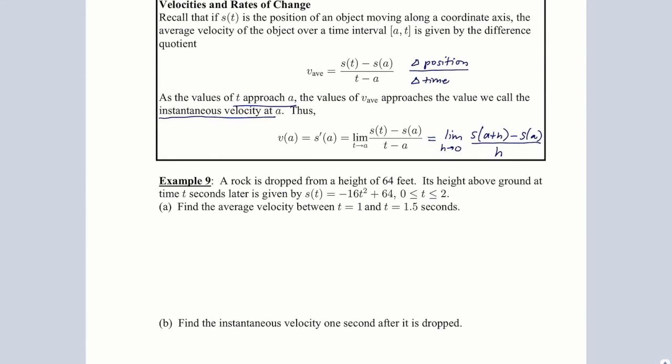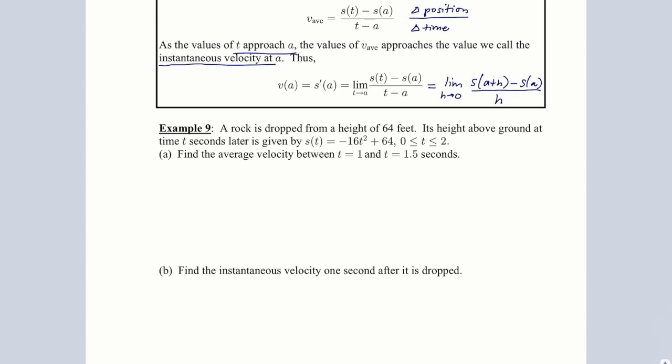So in example 9, we're given that a rock is dropped from a height of 64 feet and its height above ground at time t seconds later is given by s of t equals negative 16 t squared plus 64, at least for t between 0 and 2, because at 2 seconds you can figure out that the rock is going to hit the ground, and so it will stop falling at that point.